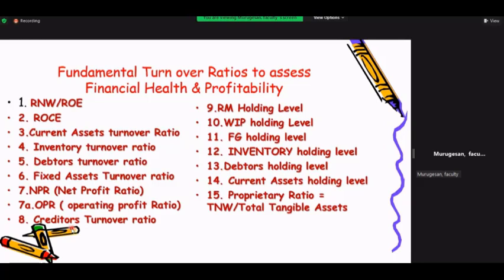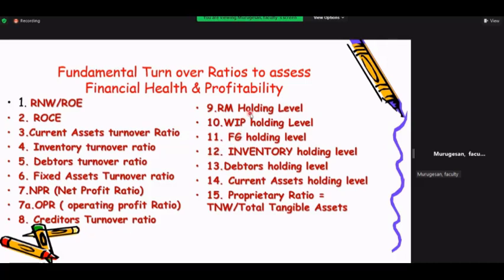Next one, creditor turnover ratio. What is creditor turnover? How much market credit is he getting? Raw material, how is he getting it on credit time? What is the outstanding level? How many times is it rotated? That is creditor turnover ratio.